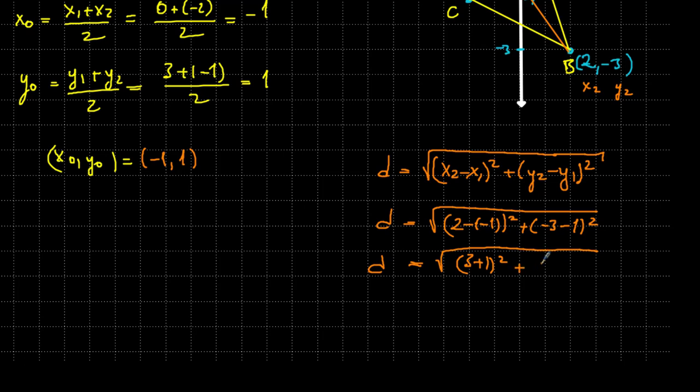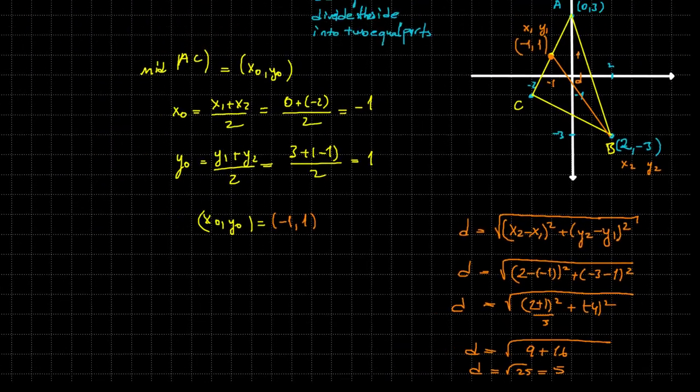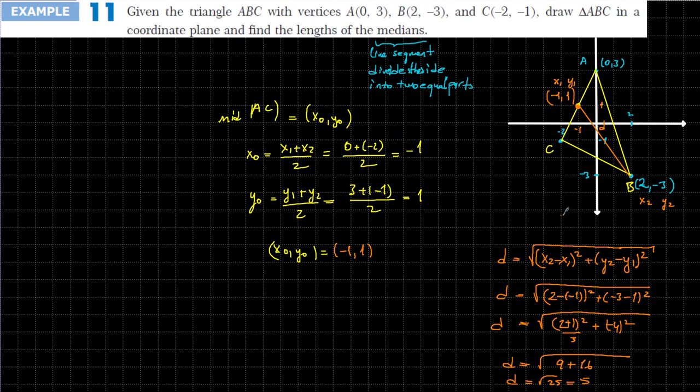So D is the square root of 2 plus 1 squared. On the other side we have minus 4 squared. 2 plus 1 squared is 3 squared, so D is the square root of 9 plus 16, and D is the root of 25, which is equal to 5. So we found the midpoint here, and the length of the median is equal to 5.